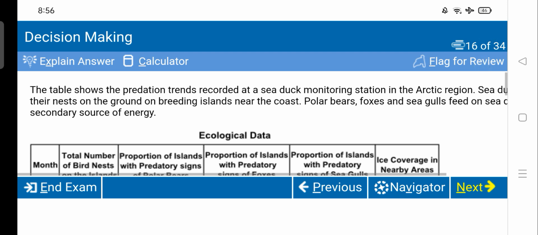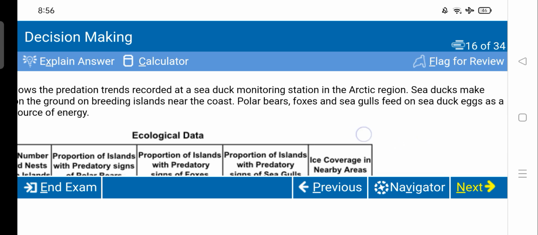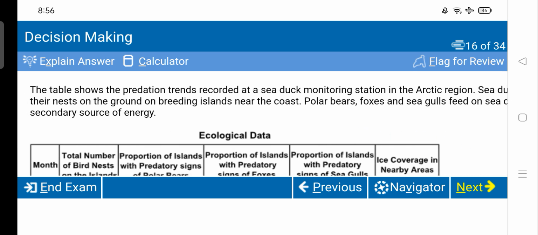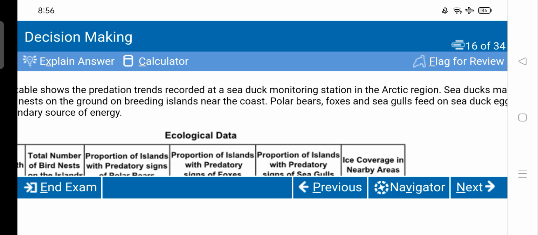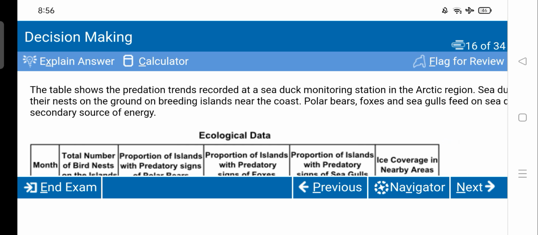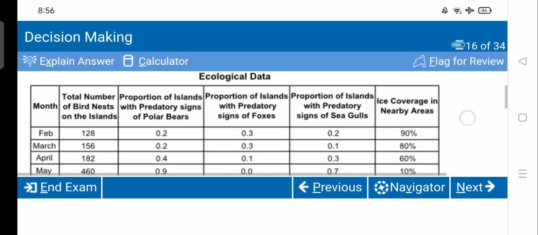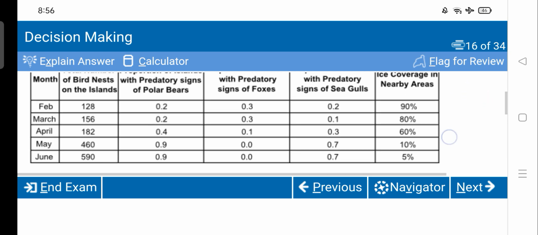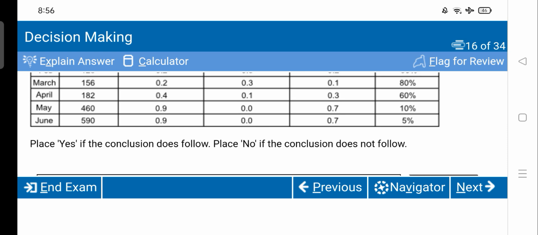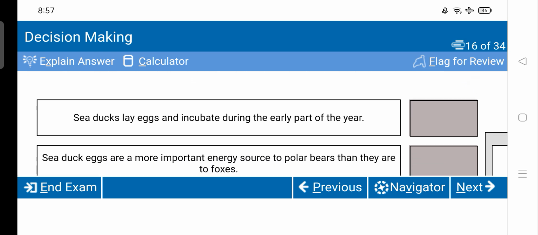The table shows the predation trends recorded at a sea duck monitoring station in the Arctic region. Sea ducks make their nests on the ground and breeding islands near the coast. Polar bears, foxes, and seagulls feed on sea duck eggs as a secondary source of energy. So here we have some ecological data, so you can take a look at this whole table, the values, the proportions. So place yes if the conclusion does follow and place no if the conclusion does not follow.